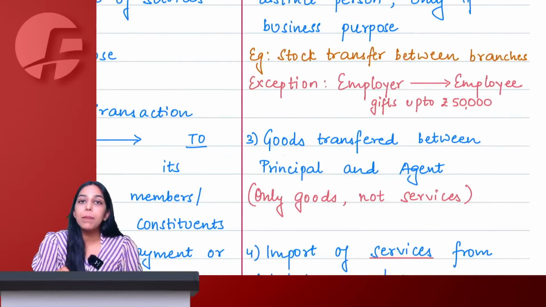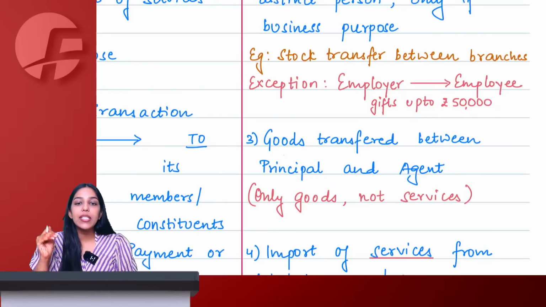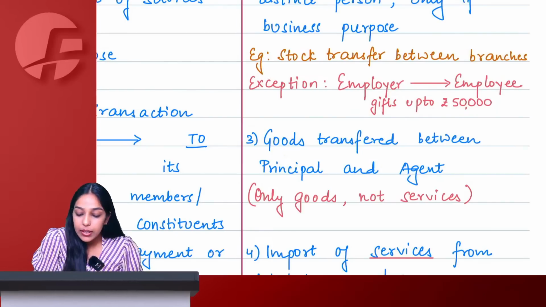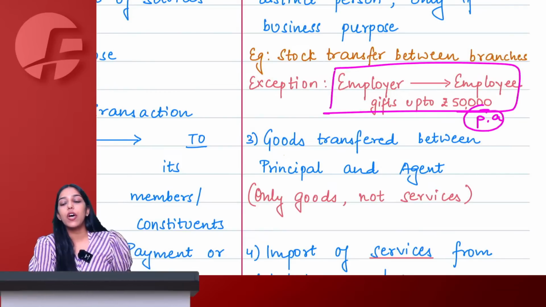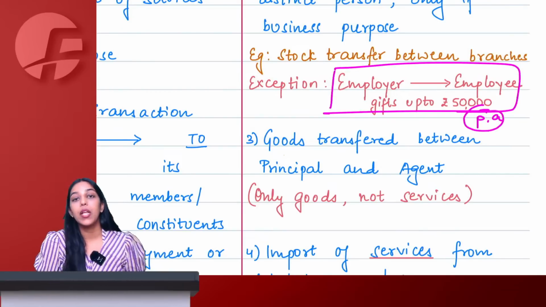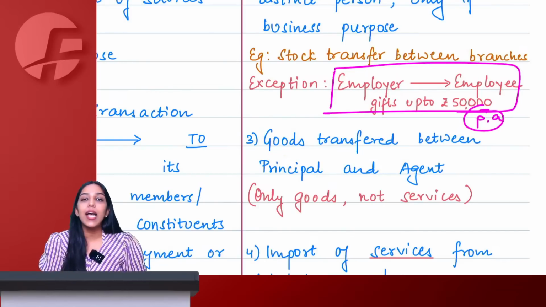But for employer-employee relationship, if the employer is gifting something to an employee, then up to gifts of 50,000 per year, up to gifts of 50,000 per annum, it will not be considered as a supply.